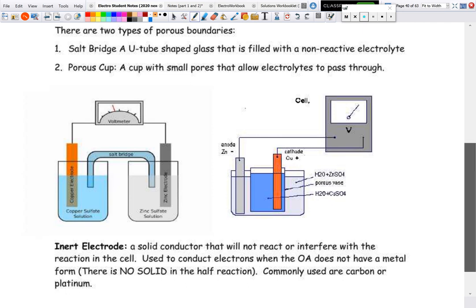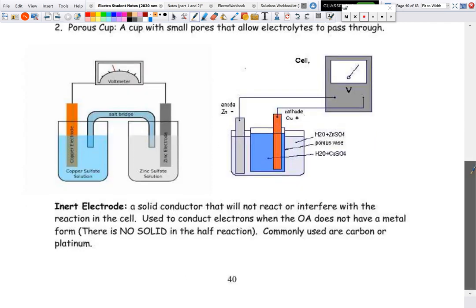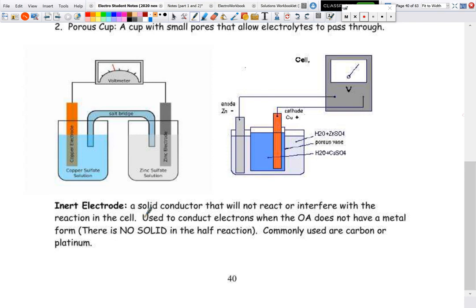Now sometimes we will need an inert electrode tossed in here. This is a solid conductor, once again solid because it's an electrode. It will not react or interfere with the reaction of the cell. Generally this is used to conduct electrons when the oxidizing agent does not have a metal form or there's no solid in the half reaction. The common ones we use are carbon or platinum. I like to use carbon a lot just because, well, it's cheap and it just doesn't react.